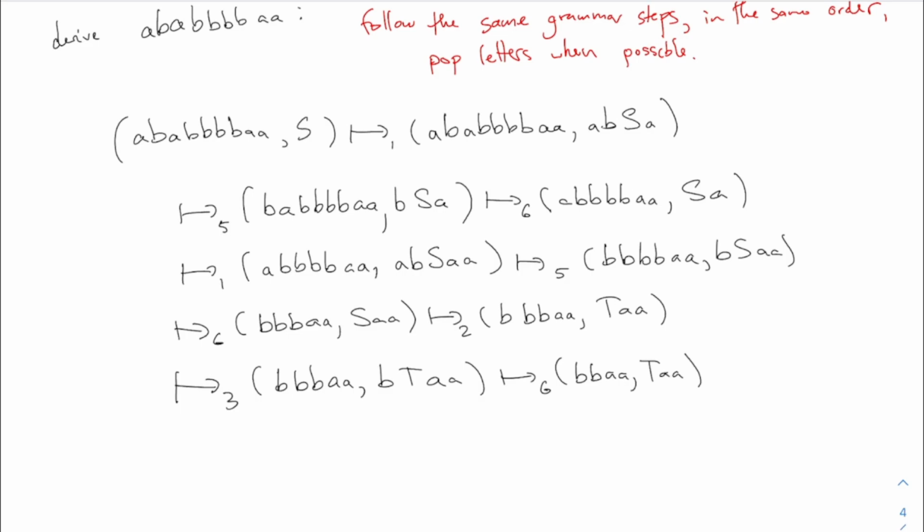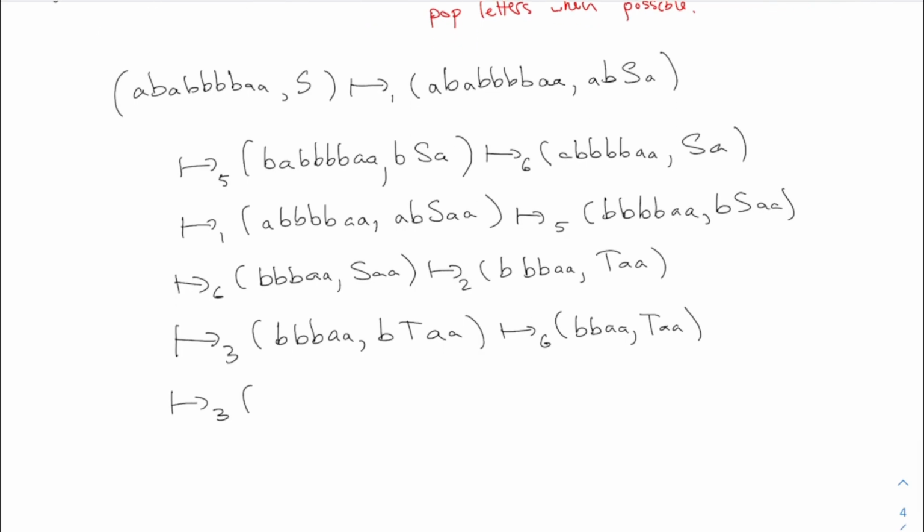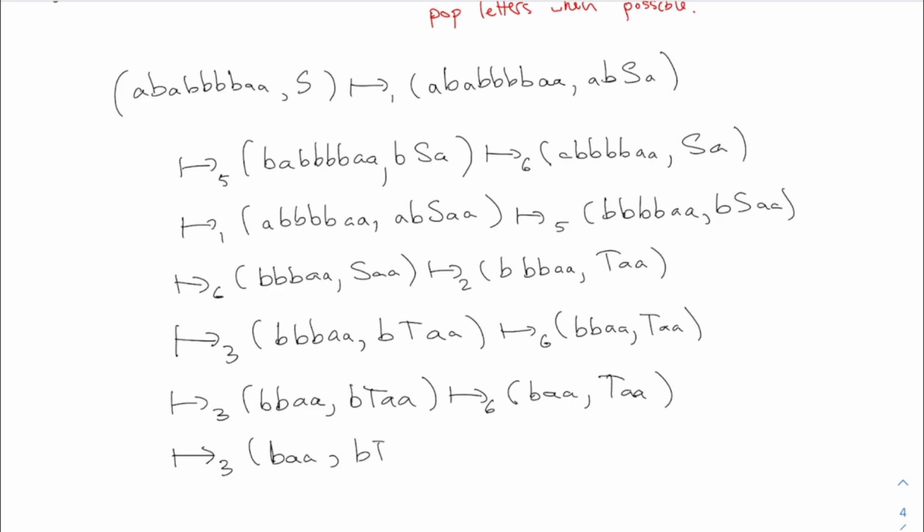Now I'm ready to do another grammar step. I did T goes to BT 3 times. Remember, I've just done it once in my stack derivation, so I'm going to have to do that 2 more times. That's rule number 3. T goes to BT, so this is BBAA, BTAA. Again, rule 6 will cancel B's: BAA, TAA. And then finally, one more time with rule 3, T goes to BT. So it's now BAA, BTAA. And then another 6, I clear the B's: AA, TAA. I'm feeling good about this.